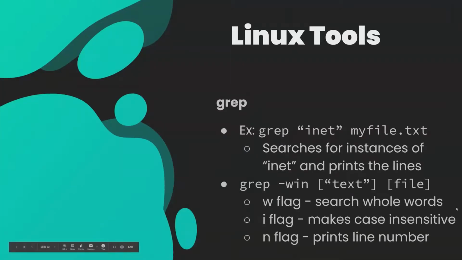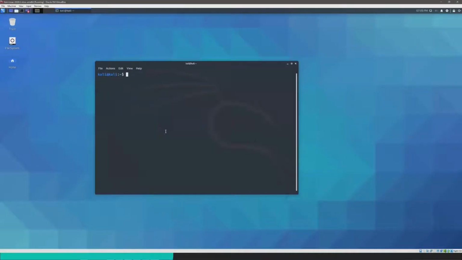I showed you a bit about grep earlier, but this goes into a little more depth. What grep does is search for instances of a particular match and print out those lines. The example I show here is grep 'inet' myfile.txt. What that does is look into the myfile.txt file and only output the lines which have this match in them, this word inet. So I'll show you that.